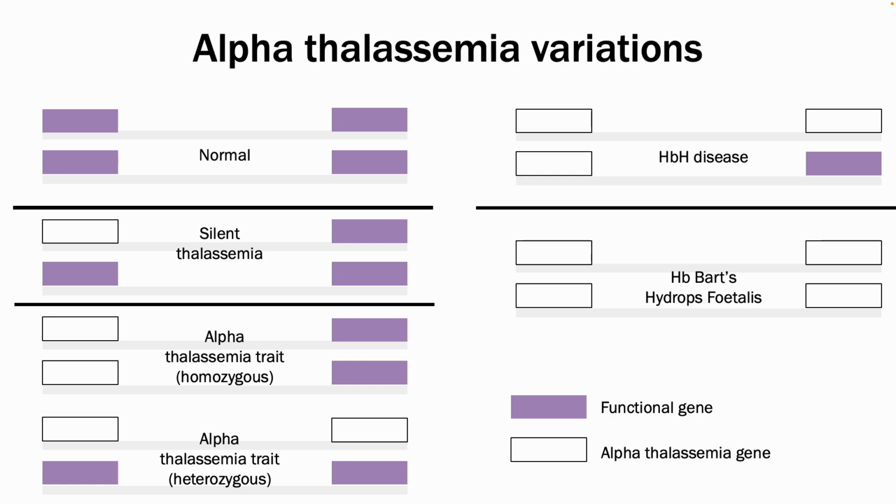This can be either homozygous, where there's a pair of a functional and an alpha thalassemia gene each, or it can be heterozygous, where you have a pair of functional genes and a pair of alpha thalassemia genes on 2 separate parts. Next, you can also have HbH disease, which is where you only have 1 functional gene, and the most severe one is Hb Bart's hydrops fetalis, where you have no functioning alpha globin genes.